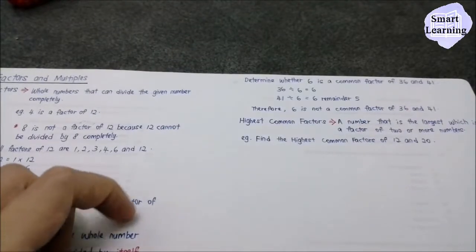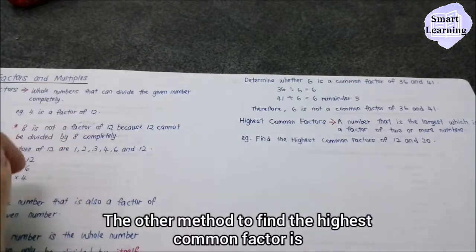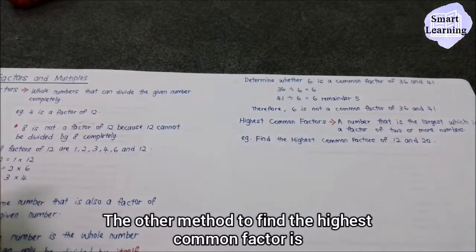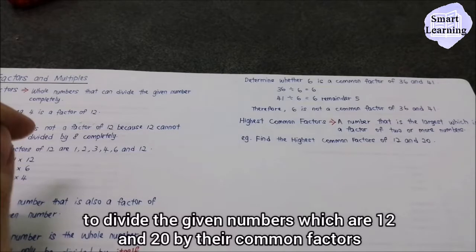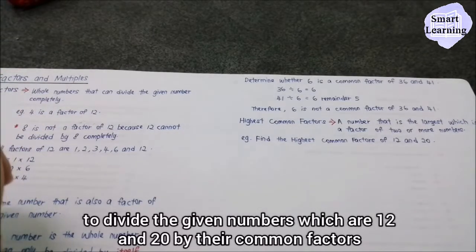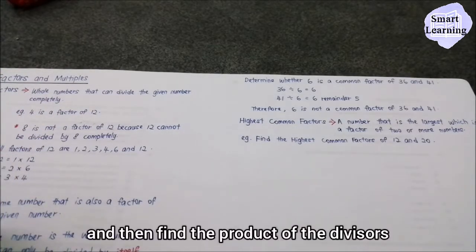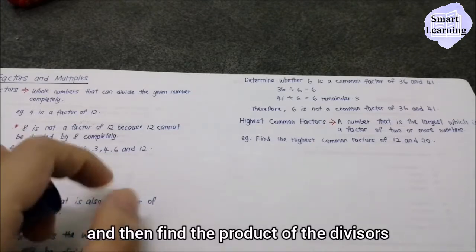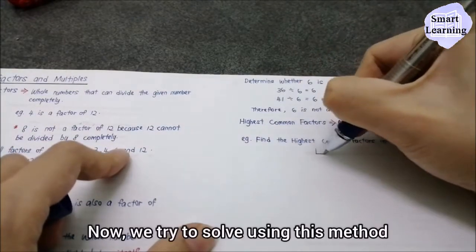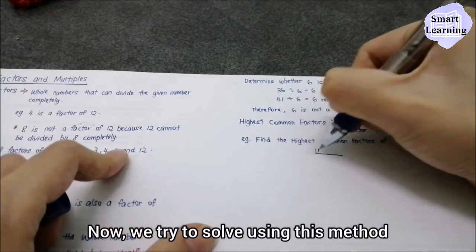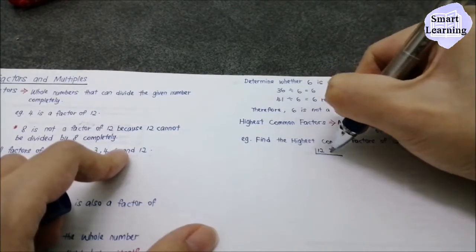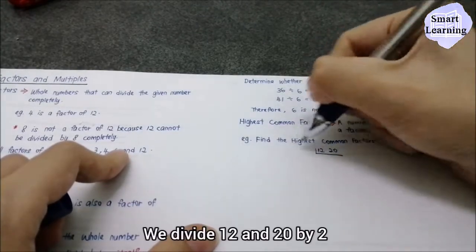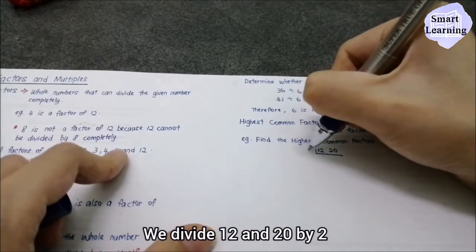The other method to find the highest common factor is to divide the given numbers, which are 12 and 20, by their common factors and then find the product of the divisors. Okay, now we try to solve using this method. We divide by 2.